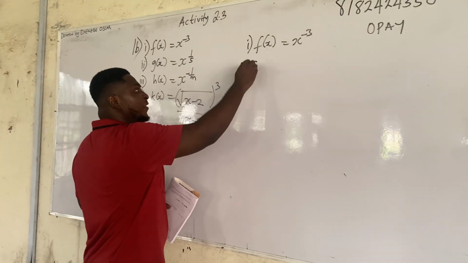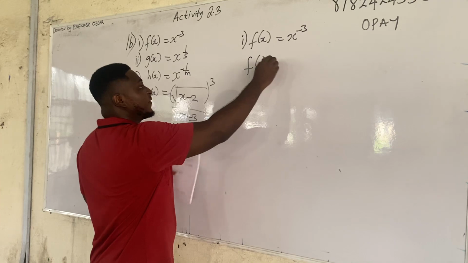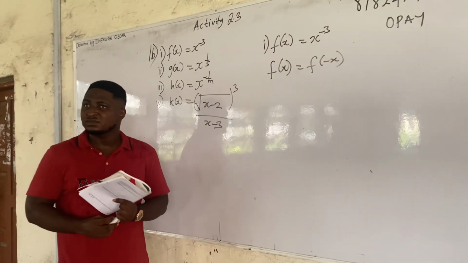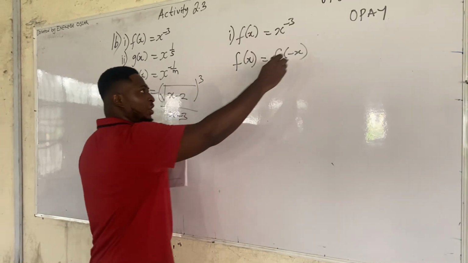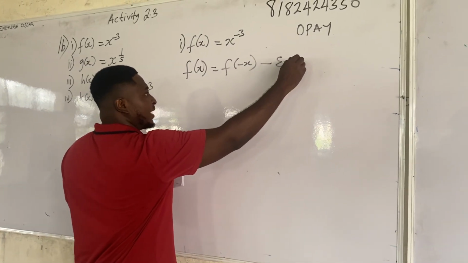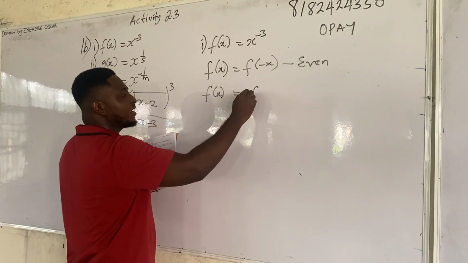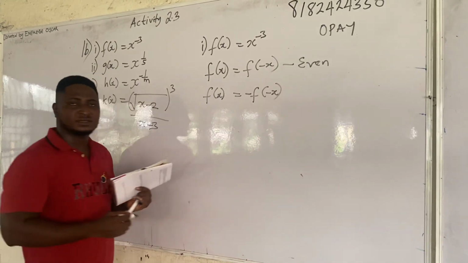Don't forget the condition for a function to be even is f of x equals f of minus x. And the condition for a function to be odd is that f of x must be equal to minus f of minus x.